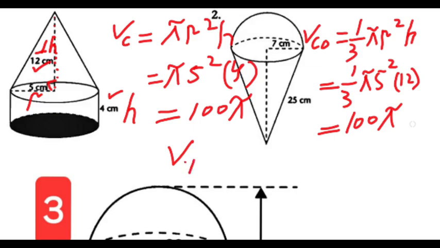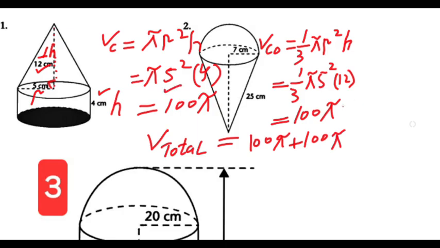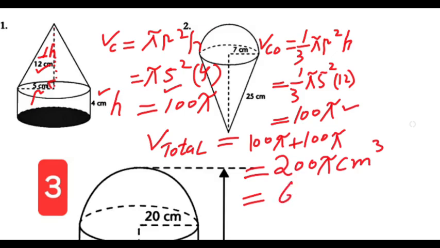So the total volume is equal to this 100 pi plus this 100 pi, which becomes 200 pi, and the unit is centimeter cubed. But it says give your answer correct to 2 decimal places, so I need to open up the pi. So 200 pi, I'm going to use the calculator: 628.32 centimeter cubed. This is my final answer.